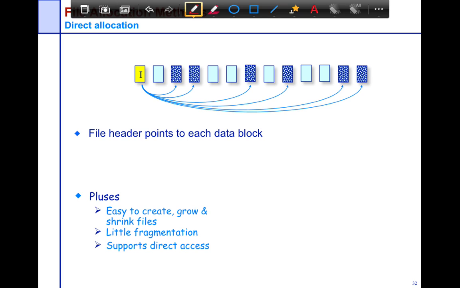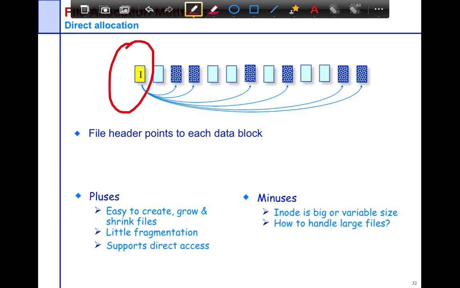With FAT, all the inodes or the pointers have to exist in memory because there's one for each disk sector. So the pluses with the linked list, obviously, it's easy to grow and shrink. There's little fragmentation, supports direct access. The minuses: the question is how big is this inode itself? It's a specific challenge, right? And how to handle large files.